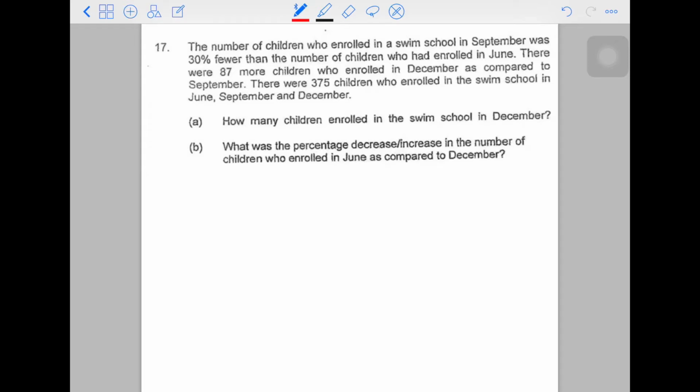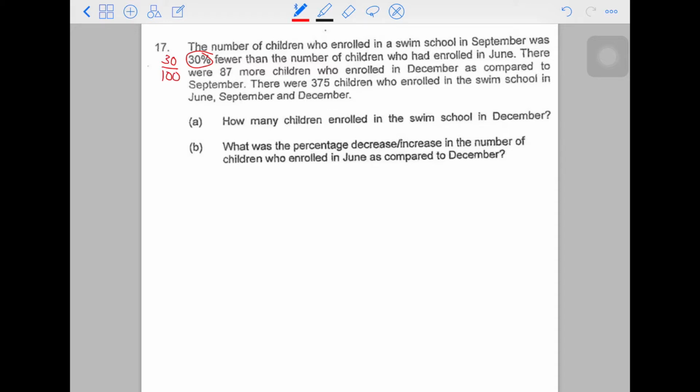Okay, so let's look at the percentage question. For all the percentage questions that I've always mentioned, you always have to change your percentage to a fraction. That will make the question easier. When you read, you have to read it in units. So here I have 30%. This 30% we will have to change to 30 over 100.